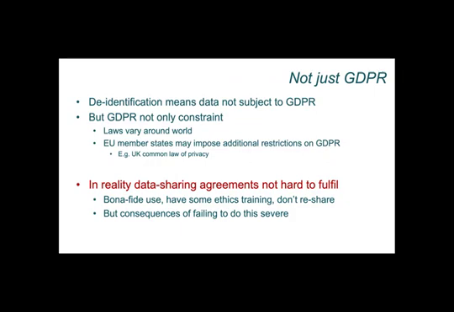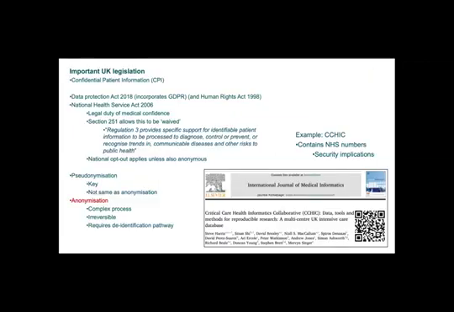So what does de-identification actually mean? We talked about GDPR. If we de-identify things, it's no longer the issue, but it's not the only constraint. Other EU member states may impose additional restrictions on GDPR. In the UK, we have a common law of privacy. So there are other things that need to be thought about. In the UK, these are the bits of law that may be relevant.